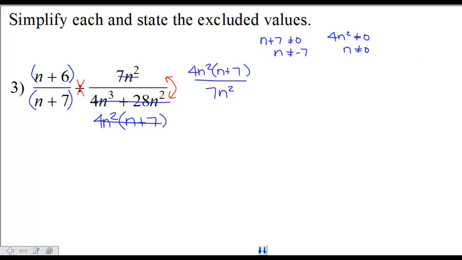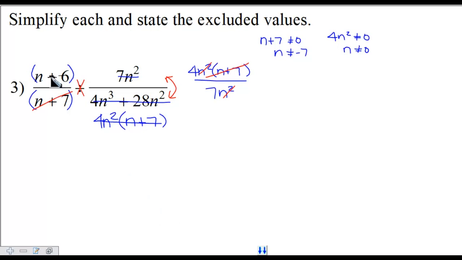Let's look for things that cancel. n plus 7 will cancel with n plus 7. There's nothing to cancel with the n plus 6, so let's focus on these 2 monomials. Remember, you can cancel the individual parts of a monomial. The 4 and 7 do not cancel or reduce, but the n squared will cancel with the n squared.